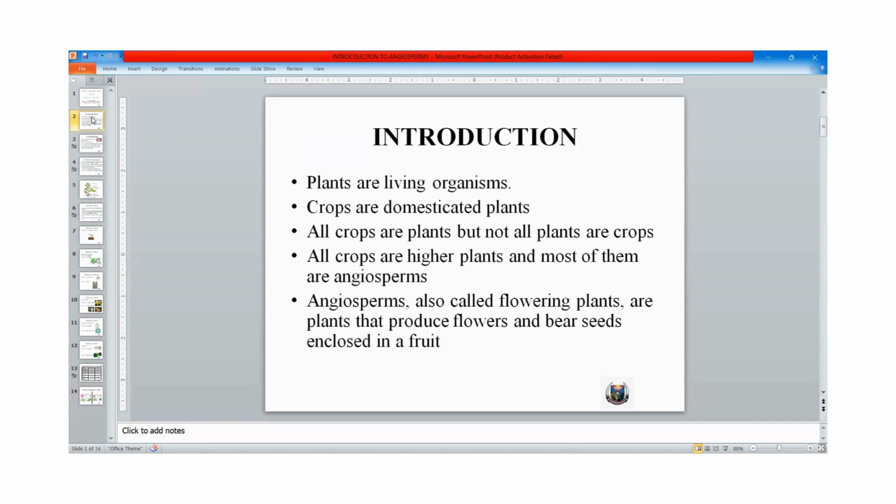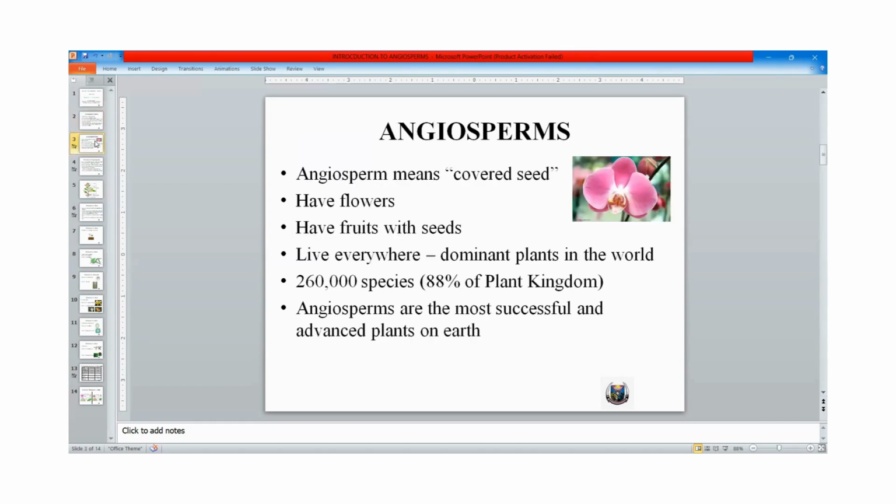Angiosperms, also called flowering plants, are plants that produce flowers and bear seed enclosed in a fruit. They have flowers, they have their fruit with seed. They live everywhere around us. They dominate plants in the world, and they occupy about 88% of the plant kingdom. They are very successful plants on earth.